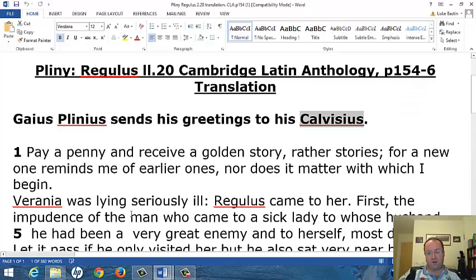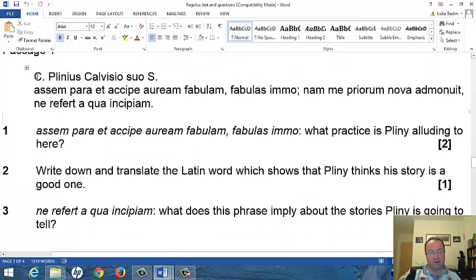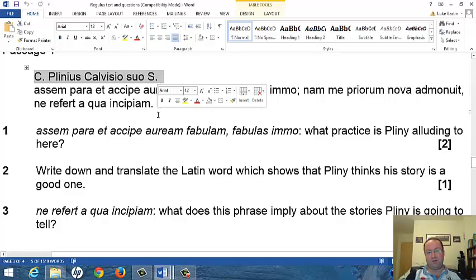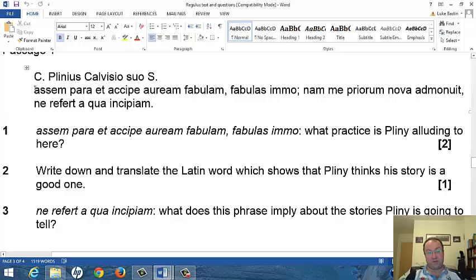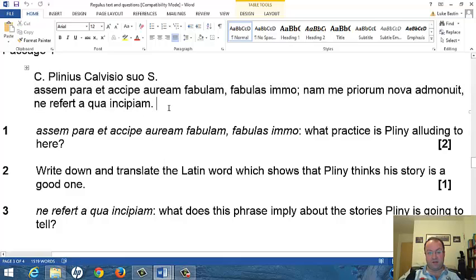Okay, right, with that in mind, let's go back to this first section then, and we have got a title here just basically saying that Pliny is writing to his friend Calvisius. That's all that means. So our text actually starts here at Assem para et accipe aureum fabulam. That's where our text starts. Now, the way this translates is, again, very introductory. It's written in the first person. These are Pliny's words.